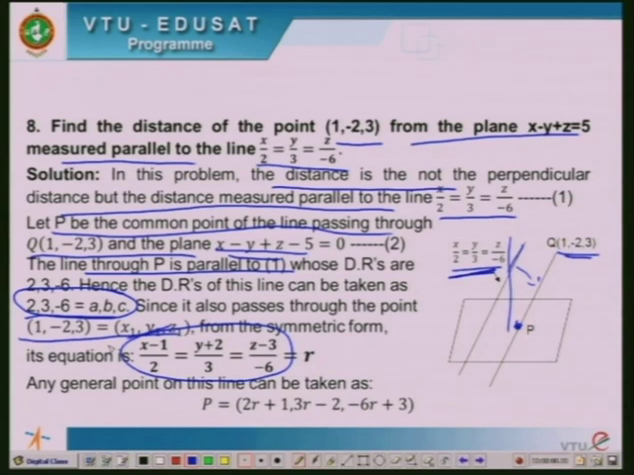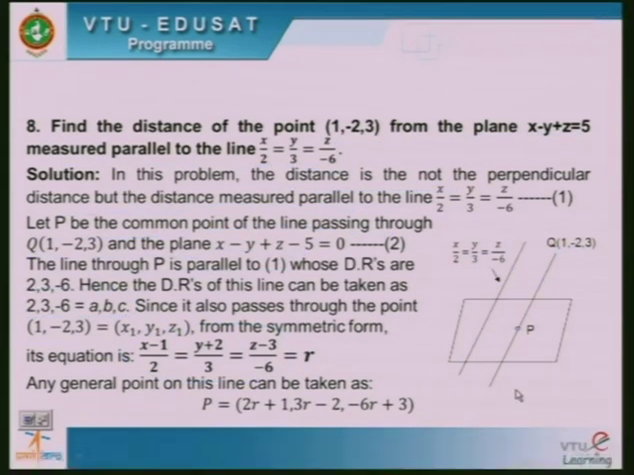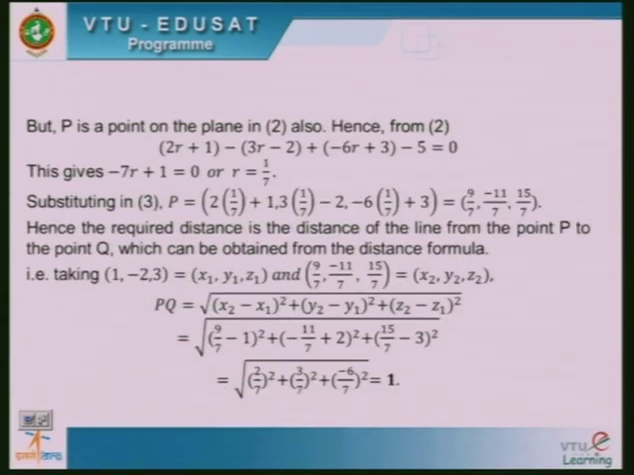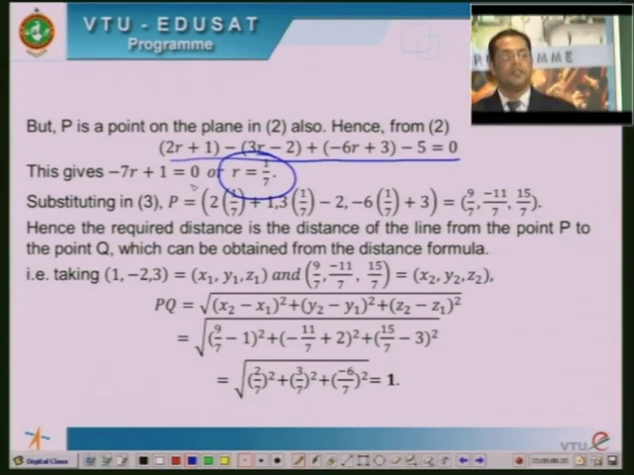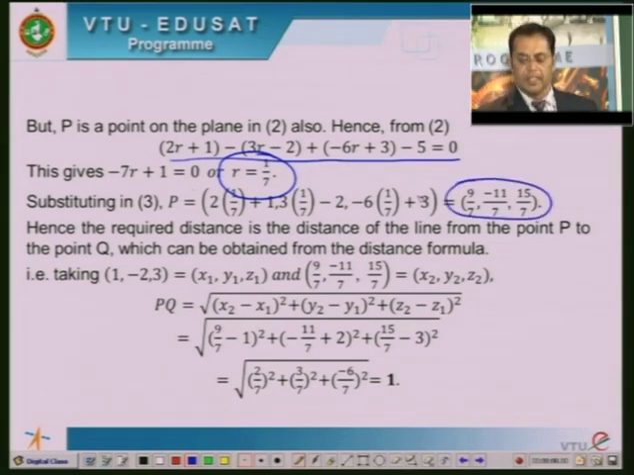To identify the point P, you take it as equal to r to get P equal to 2r plus 1, 3r minus 2 and minus 6r plus 3. But because P is a point on the plane also, substitute in the plane equation given to get r equal to 1 by 7. Substitute this r value back in the general point P to get capital P as 9 by 7, minus 11 by 7 and 15 by 7.